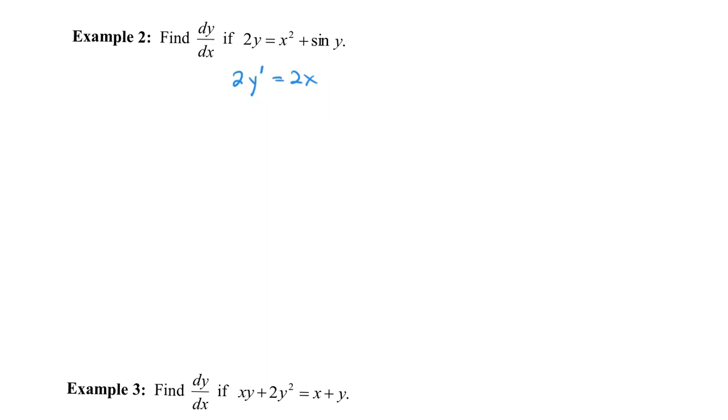Over here I take the derivative of sine of y. Well, that's just going to be cosine of y, but this is not plain old x. So the chain rule says multiply by the derivative of that thing. Okay, so remember, we are looking for dy dx, or y prime.